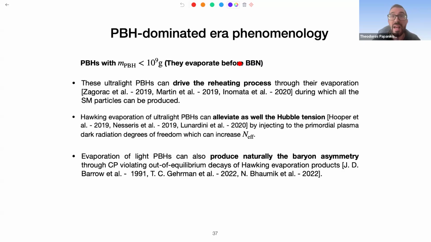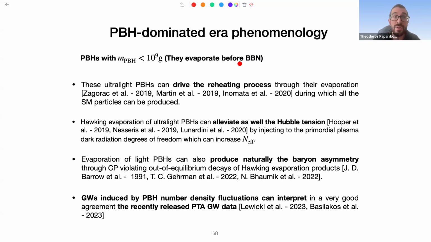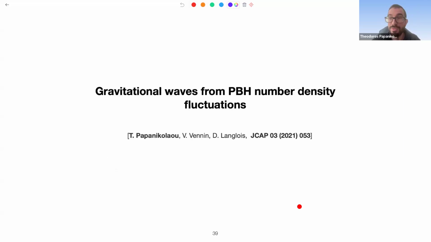And finally, we can also induce gravitational waves, scalar induced ones, but which are induced by PBH number density fluctuations, which can be detectable by GW detectors, as we will see in the following, and according to some recent works, can be in good agreement with the recently released PTA GW data in the nanohertz frequency range. So having said that, let's go now to the main part of the talk.